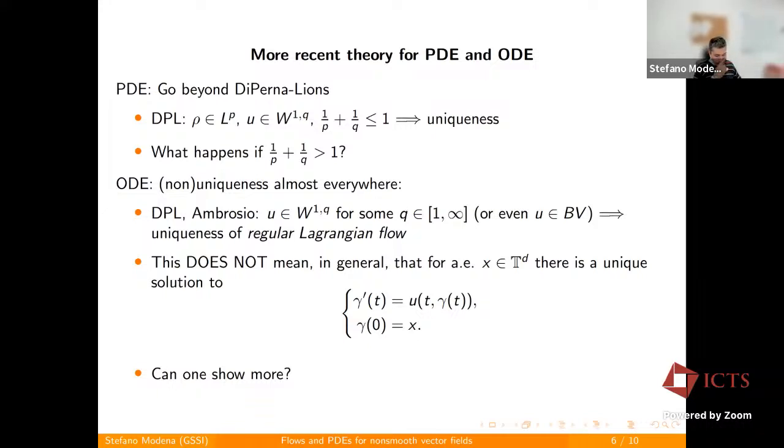Okay, I will start the discussion from the PDE part once again. So let me go to the next slide. PDE part: uniqueness and non-uniqueness for the transport and the continuity equation.